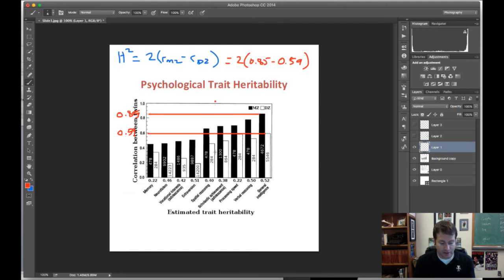I just want to get this right because it's easy to mess this up. 0.85 minus 0.59 equals 0.26. Sorry about the noise. So that is equal to 2 times 0.26, which is equal to 0.52. And lo and behold, that's exactly what their estimate is. All right? So that's how you would interpret a figure like this to calculate broad sense heritability in humans for, in this case, general intelligence.